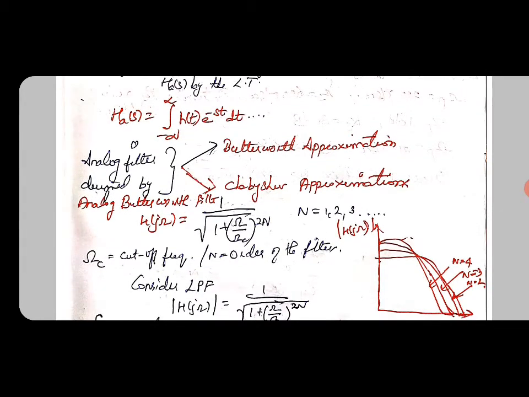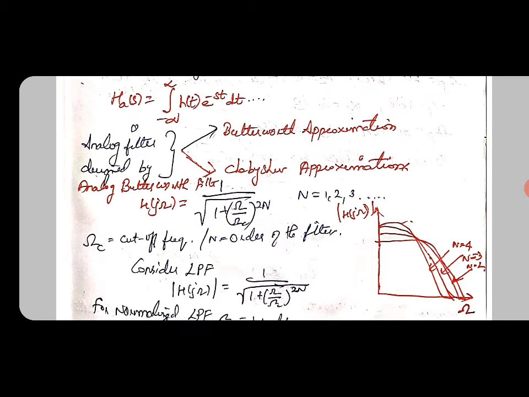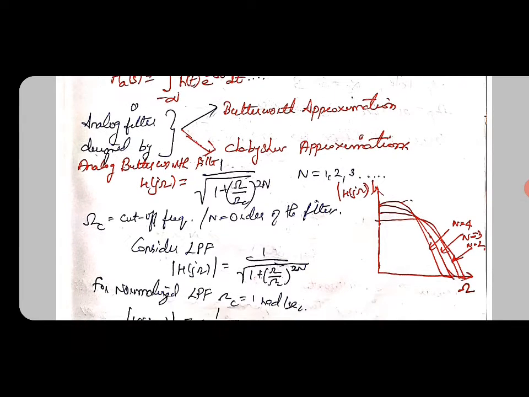Low pass Butterworth filters are all pole filters characterized by the magnitude frequency response. The frequency response of the low pass Butterworth filter, which is the all pole filter, can be given by modulus of H of j omega is equal to 1 divided by root of 1 plus omega divided by omega c whole power 2n, where n is equal to 1, 2, 3. Here omega c is the cutoff frequency and we know that n is the order of the filter.